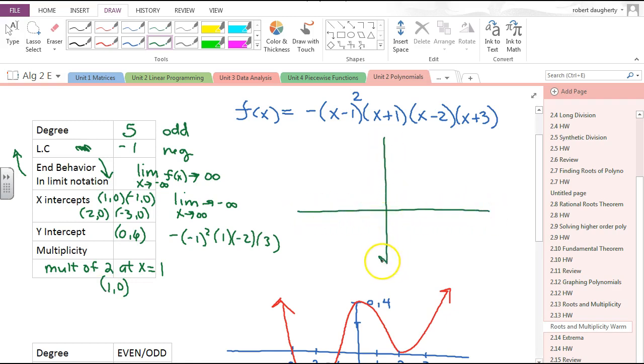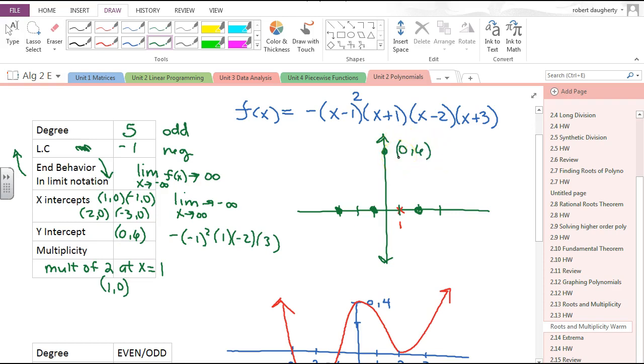So your roots are at what? -3, -1. So let's see, 1, 2, 3, 1, 2, 3. So what's special about the root at 1, 0? What happens? I do not cross the axis. So at 1, 0, I will not cross the axis. And what are my other roots? My other roots are at -1, which is right there, -3, and +2. My y-intercept is at 0, 6.